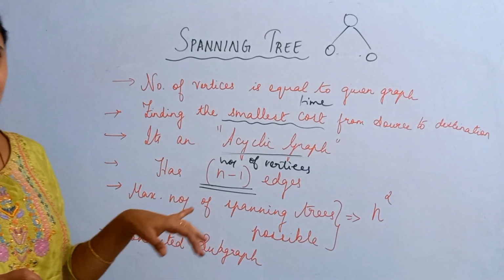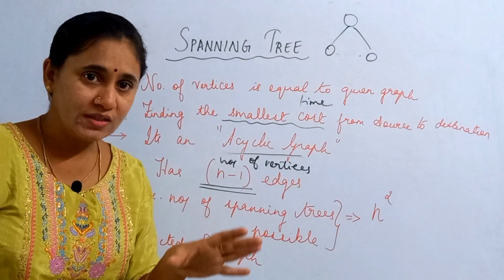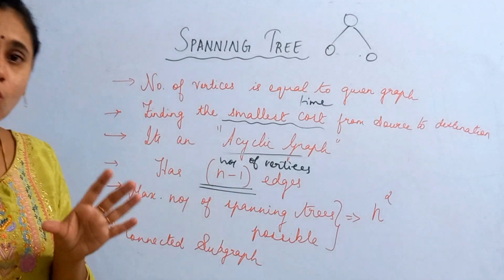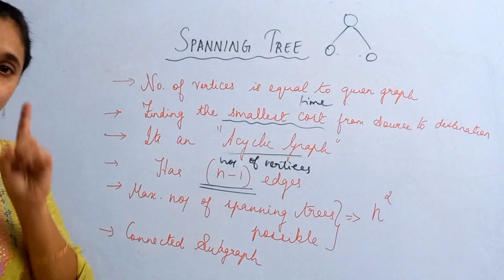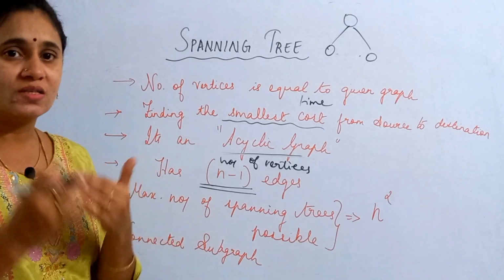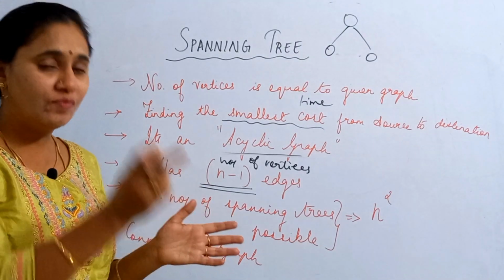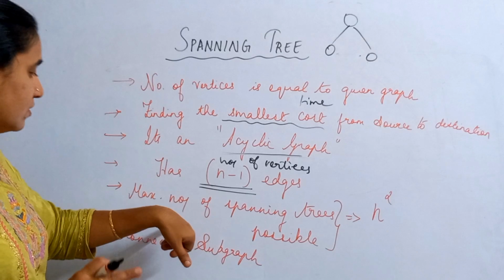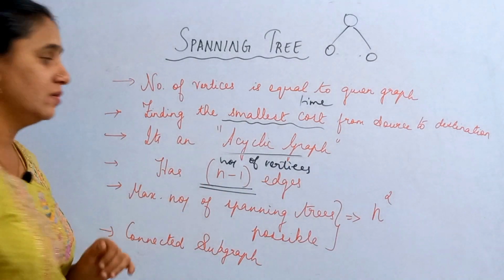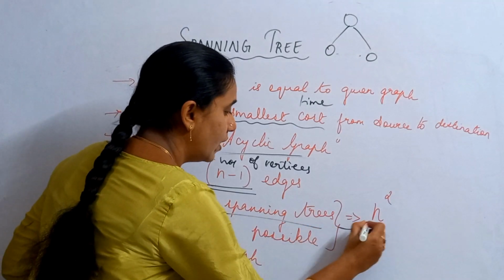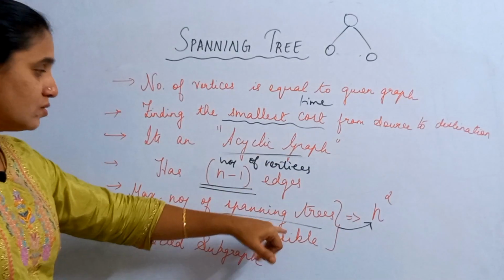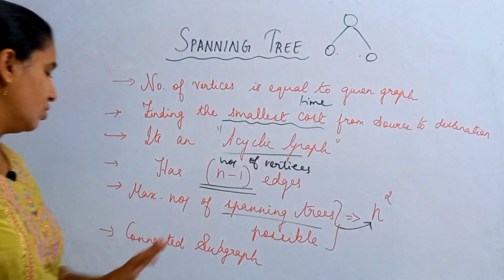Now, the maximum number of spanning trees possible. What is the meaning of the question? If you are given one graph, by using that graph I can construct more than one spanning tree. I have the maximum possibility of constructing spanning trees from one single graph. At the maximum I can construct n square spanning trees, where n is the number of vertices. This is also a very important formula. Please make a note of it.